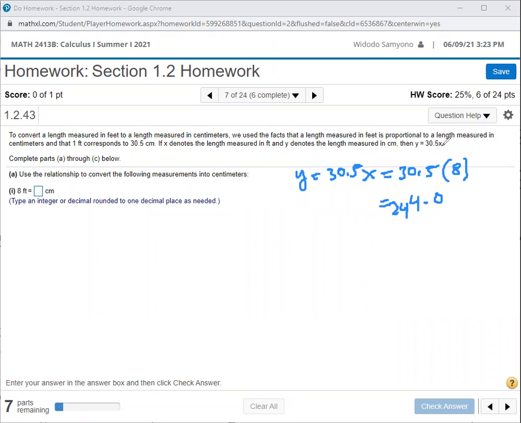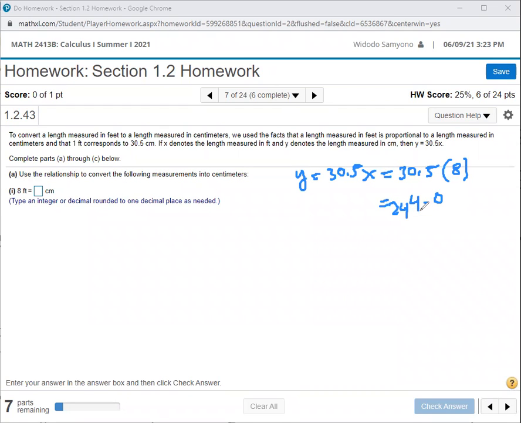So this is the formula you want to use to change from feet to centimeter. In this case, you have 8 feet. So 8 feet would be how many centimeters? We just multiply 30.5 with 8, right?